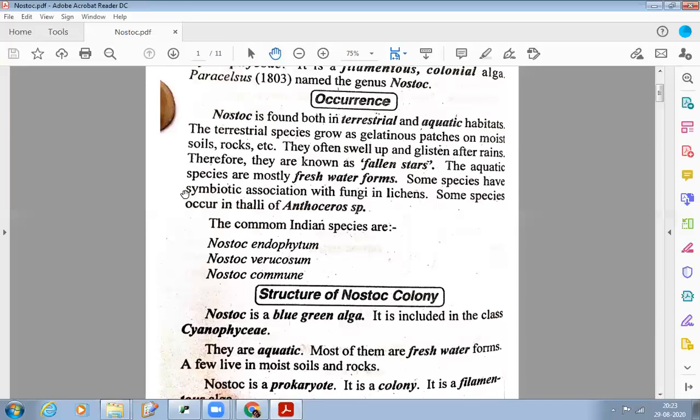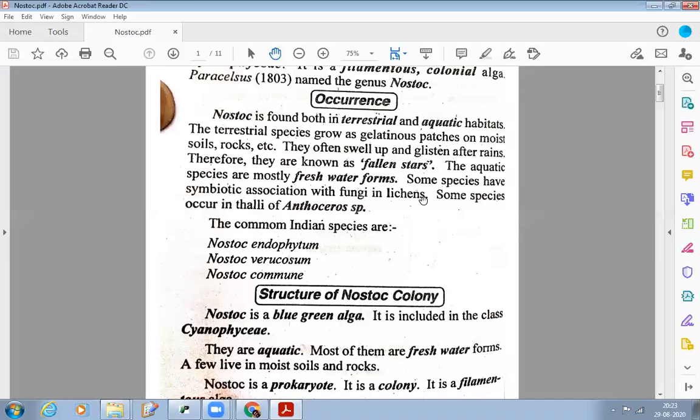The aquatic species are mostly freshwater forms. Some species have a symbiotic association with fungi, in the lichens. See, lichens are a special type of organism consisting of two different groups of organisms, right? One component is algae, and another component is fungus. So the lichen is nothing but an association of both algae and fungi. It is considered a symbiotic association between two different organisms.